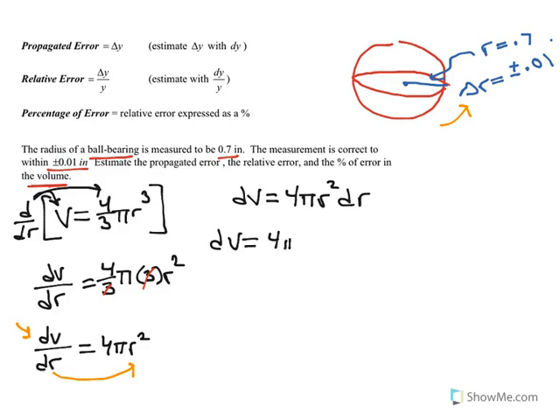4 pi, what is the r value? So it's assumed that the r value was 0.7, so that's going to go in for r. But we also know that it could change by as much as 0.01. So we'll put that in for the dr, the change in r.